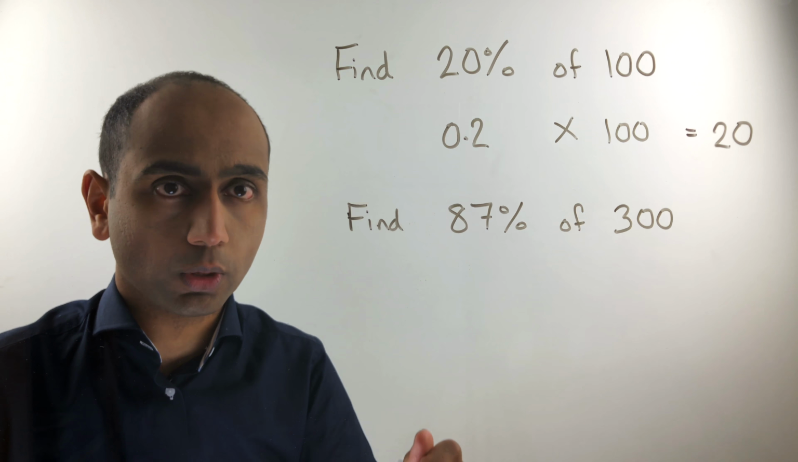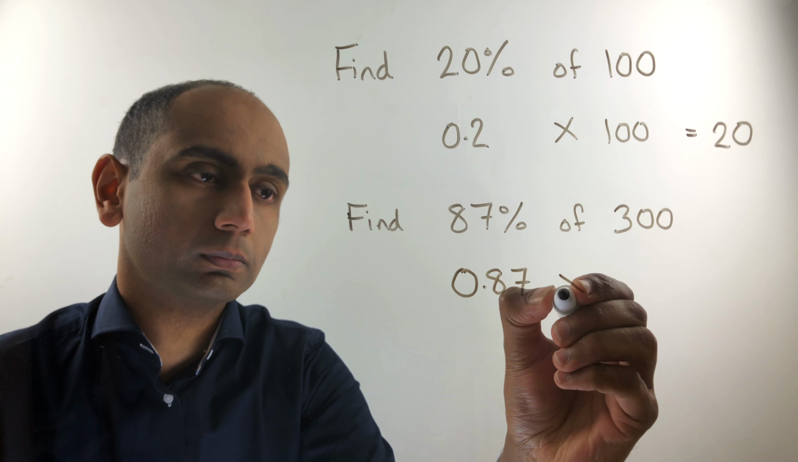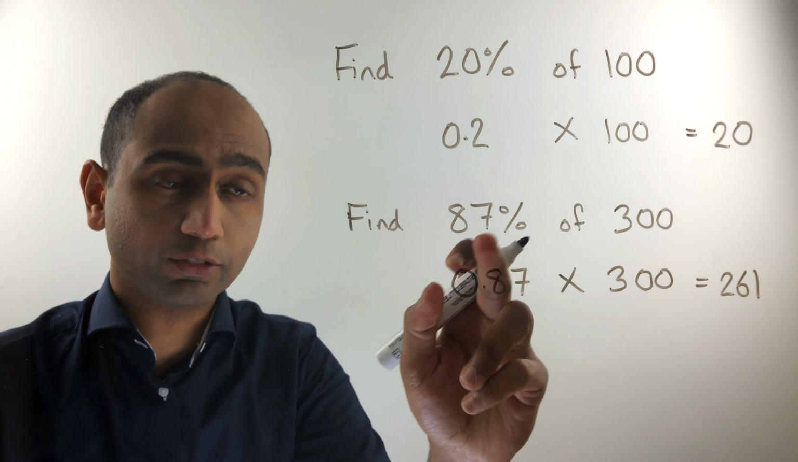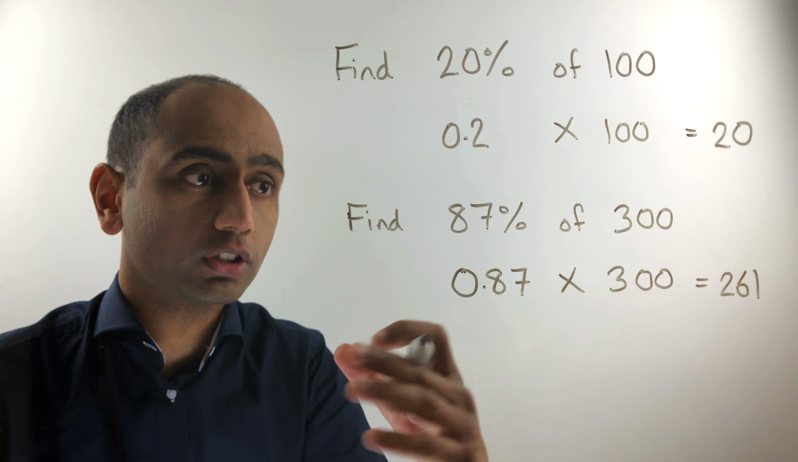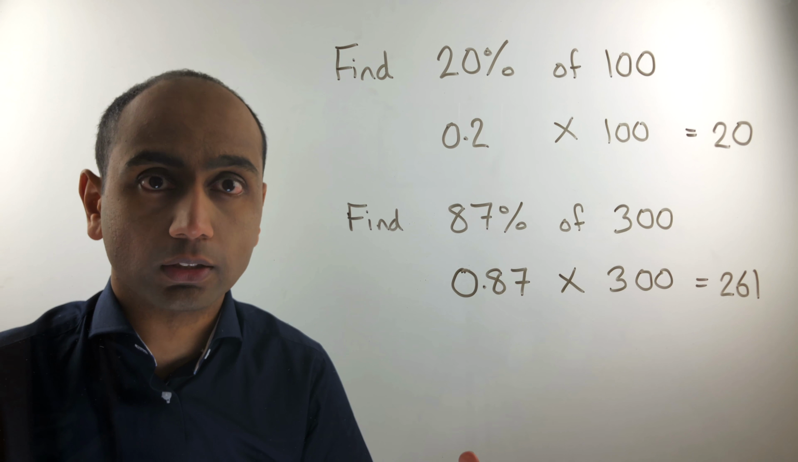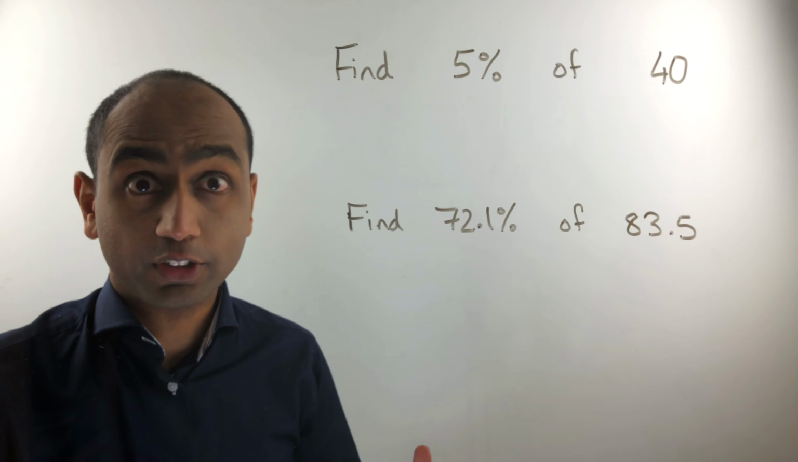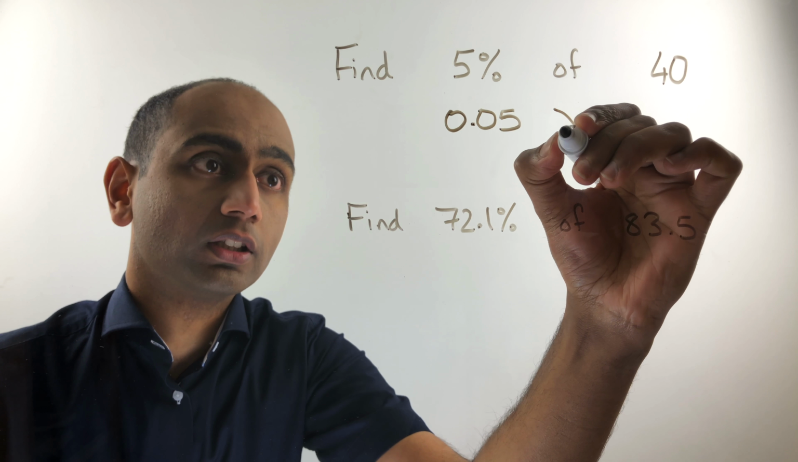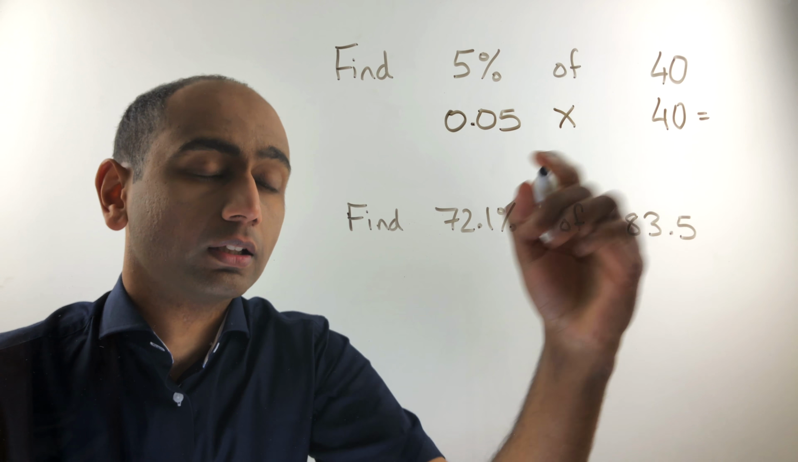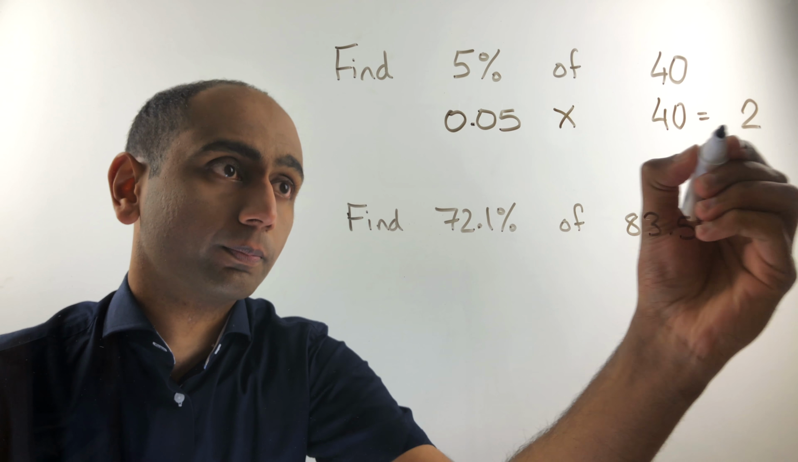In the next example, we want to find 87% of 300. Pause the video and have a go at this one for yourself. Here's the answer. Converting 87% to a decimal, we get 0.87, and we multiply that by the 300 to get an answer of 261. Here are the next two examples. Pause the video and have a go at these. Here are the answers. 5% as a decimal is 0.05. So we need to do 0.05 times 40, and that gives us an answer of 2.